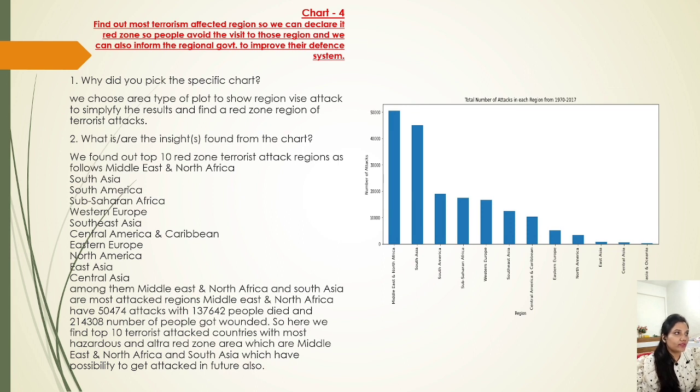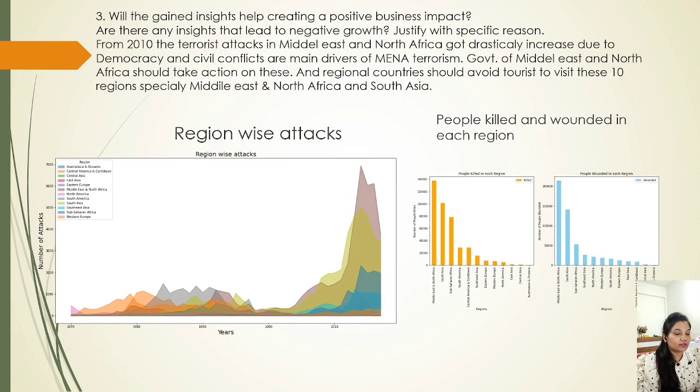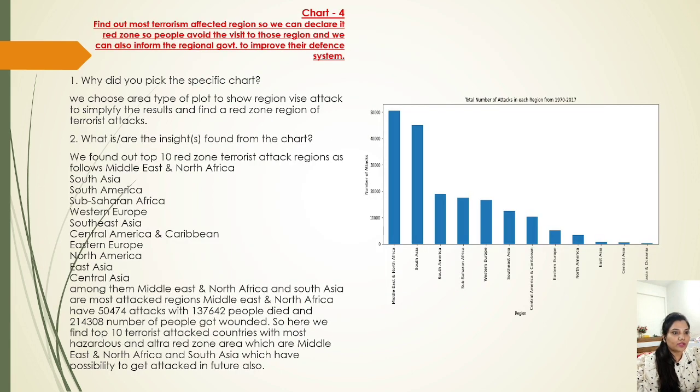Next, we find out the most terrorist-affected regions, so we can declare them red zones, so people avoid visiting those regions, and we can also inform the regional governments to improve their defense systems. So we chose an area type of plot to show the region-wise attacks, to simplify the result and find the area zone of terrorist attacks. This one is the total number of attacks in each region from 1970 to 2017. So here we find out the top 10 red zone terrorist attack regions as follows.